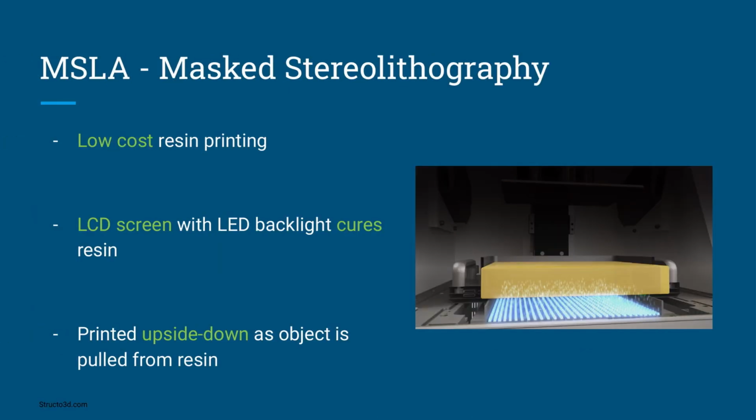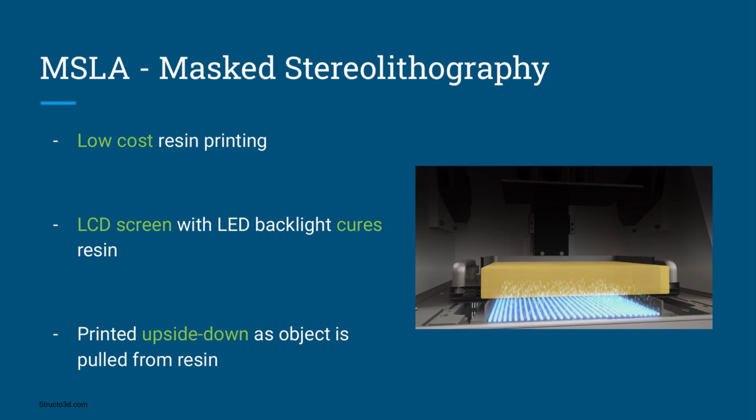So MSLA 3D printing. This is a very low cost option for resin 3D printing. It uses an LCD screen with an LED backlight that cures the resin. Also, it's printed upside down as the object is pulled from the resin, just like the other two resin 3D printing types.